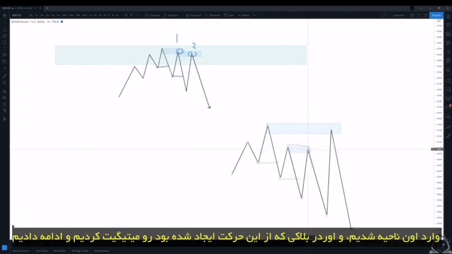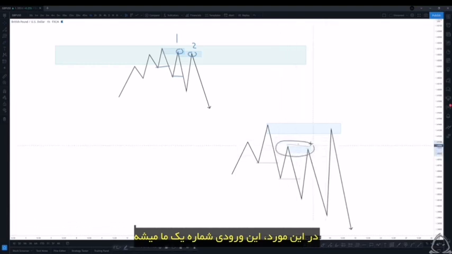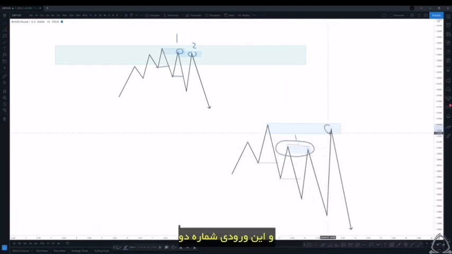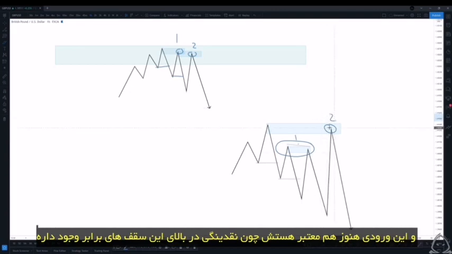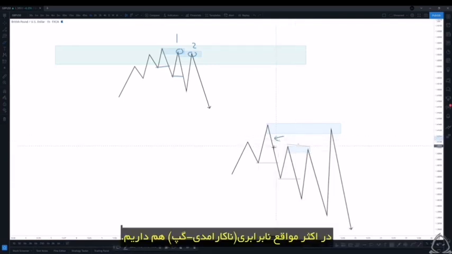We've come in, we've tapped into that, mitigated that order block that was created from this reaction, and then continued. In this case, this would almost be our entry number 1, and then this would be our entry number 2. And the reason that this entry would still be viable and valid was because we have the liquidity that's resting above these two equal highs. More often than not, we have the imbalance as well.